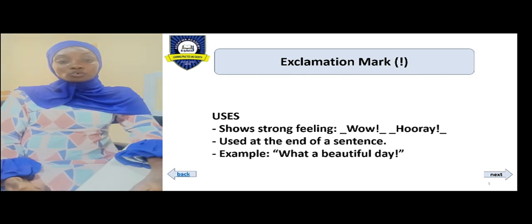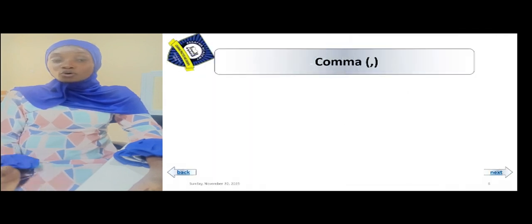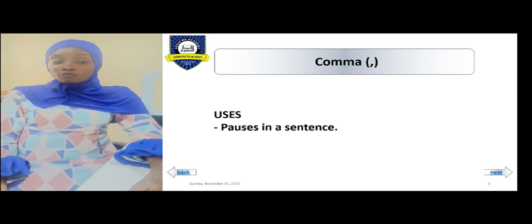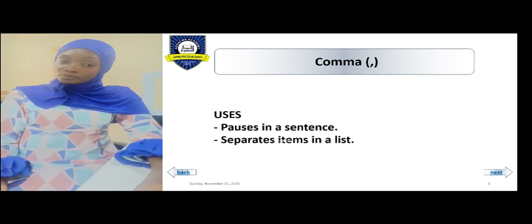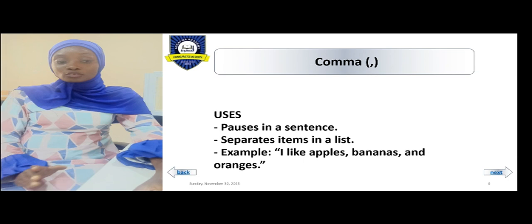Now going forward to comma. The comma is also a punctuation mark, and it is used to show pauses in a sentence and separate items in a list. For example, I like apples, bananas, and oranges. Now you use the comma to separate items in a list or to take a pause in a sentence.